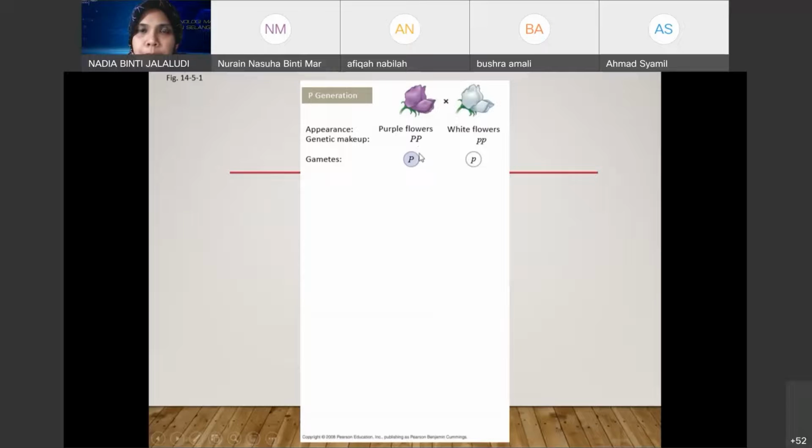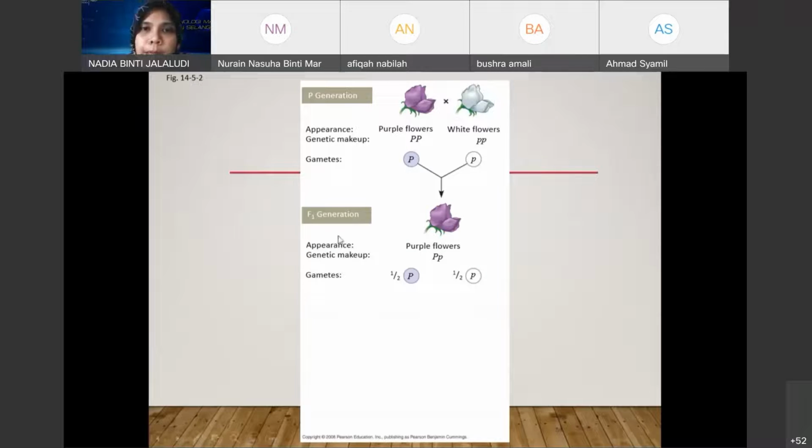So for the purple flower, it will produce gametes with the dominant capital P. The white flower, small p. So for the F1 generation, the appearance is all purple flowers. But the genotype is now different. It has become heterozygous. It now has capital P and small p. So during gamete formation, they will separate, so one capital P, one small p.